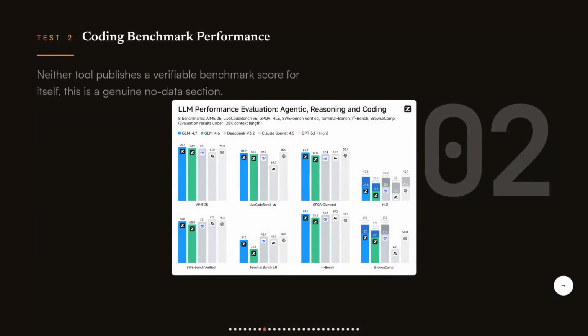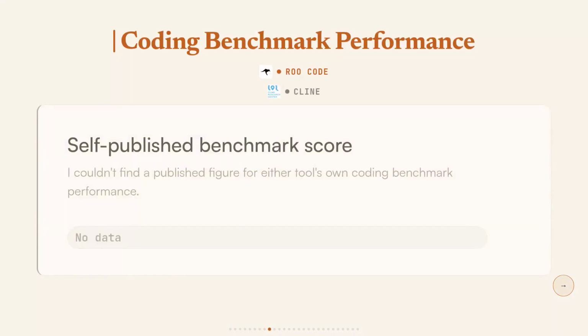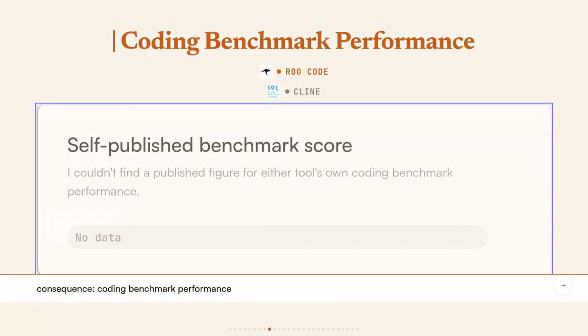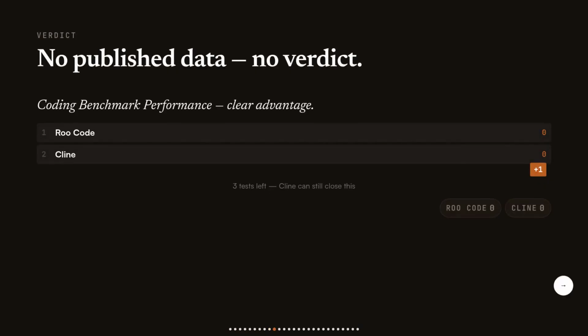Now, how good are they at the actual job? Here's where I have to be honest with you. Roo Code has a community local evaluation repo, but it publishes no scores. Cline built its own benchmark initiative, Cline Bench, but doesn't publish self-scores on it either. I couldn't find a published figure for either tool's own coding benchmark performance. No data, no winner. This round stays at 1 apiece.